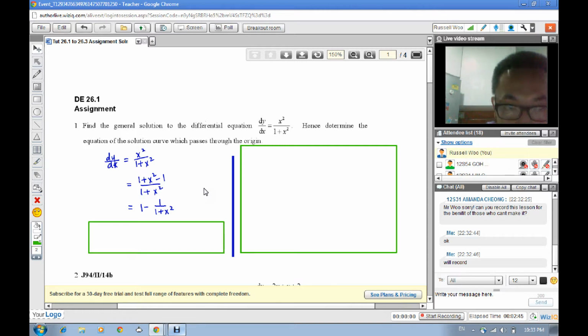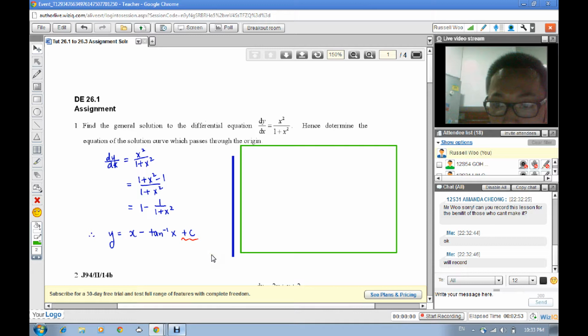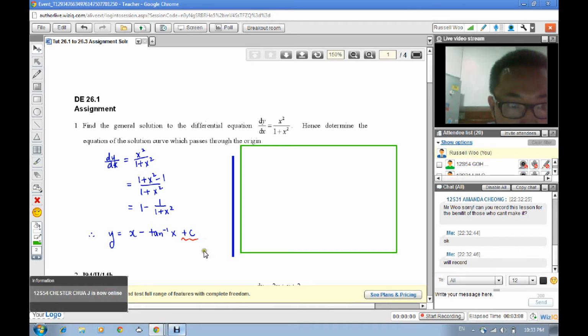1 we can easily integrate, 1 over 1 plus x squared we can easily integrate. Is that alright? So this is the easy part. Integrate 1 you get x, integrate 1 over 1 plus x squared we get arctangent x. Let's not forget our integrating constant plus c. Any questions so far? No? Then we will carry on.